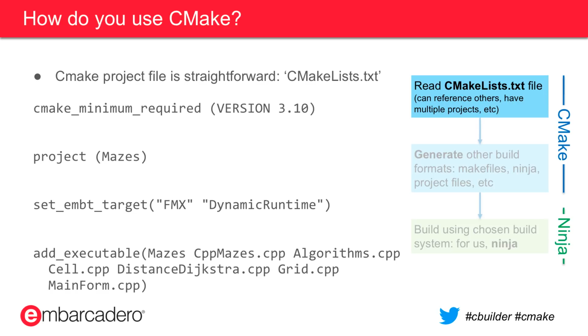So how do you use CMake? Well, the CMake project file is straightforward. It's called CMakeLists.txt. And you can see on the right, I have a diagram of the stages of building with CMake and Ninja. We'll go through these in more detail, but roughly, CMake reads the CMakeLists.txt file. Then it generates other build formats, such as the Ninja build format, and then you build using that. So the first step is to read a CMakeLists.txt file, and the rest of the slide is an example of a very simple but complete CMakeLists.txt file.